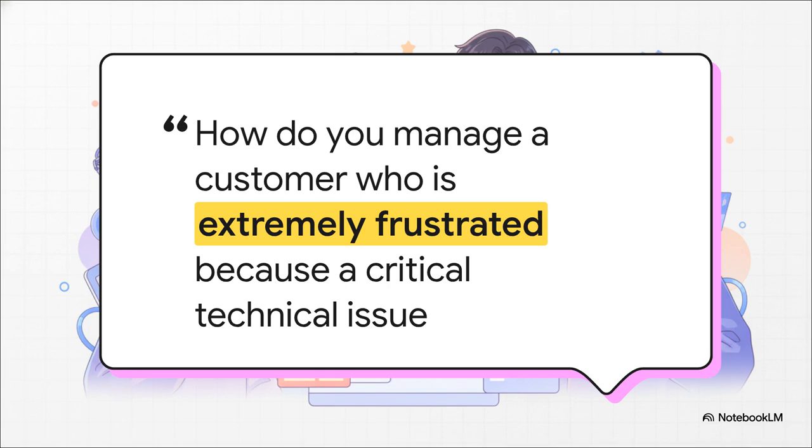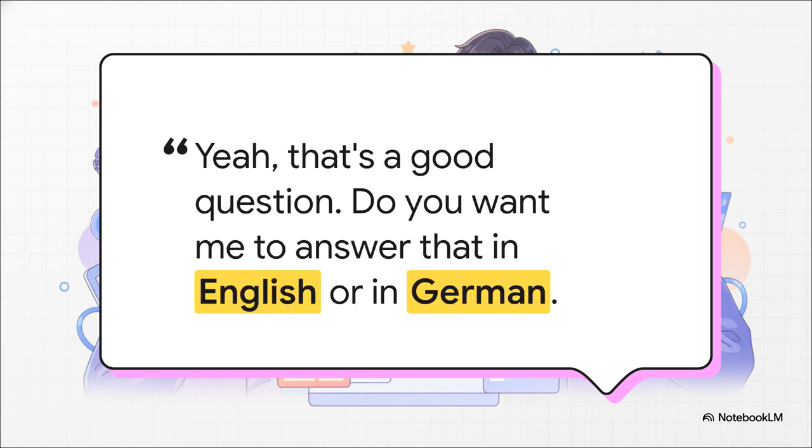The AI seamlessly obliges and then hits him with this intense, high-pressure interview question. How do you manage a customer who is extremely frustrated because a critical technical issue can't be resolved quickly? Now, this brilliantly illustrates the agent's flawless conversational flexibility. Tor actually pauses the role play for a second and asks the agent, "Yeah, that's a good question. Do you want me to answer that in English or in German?"